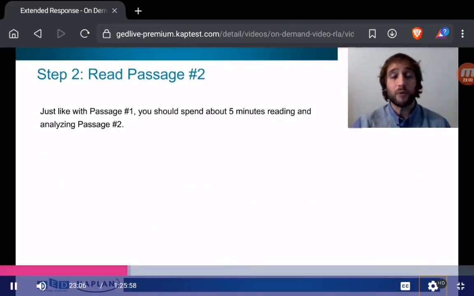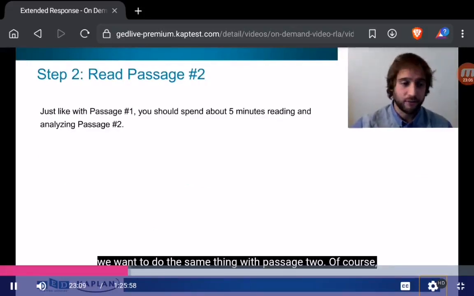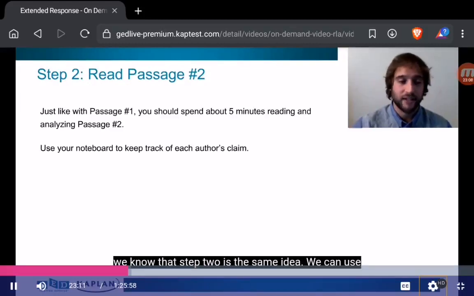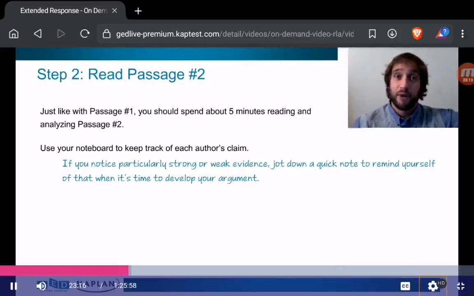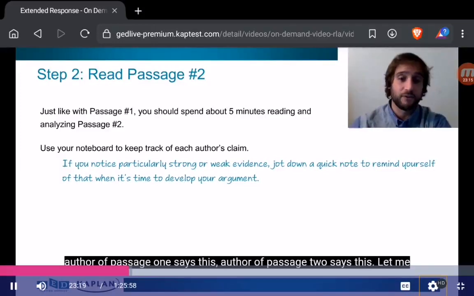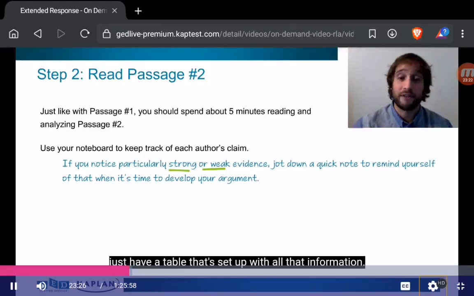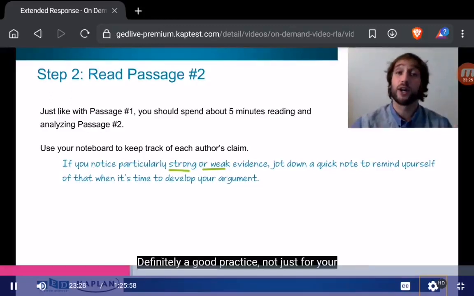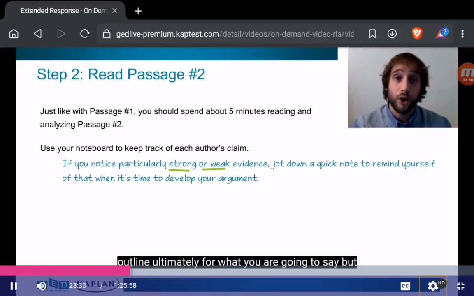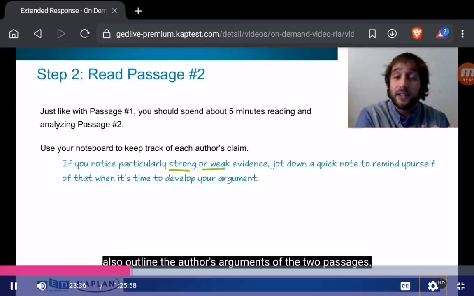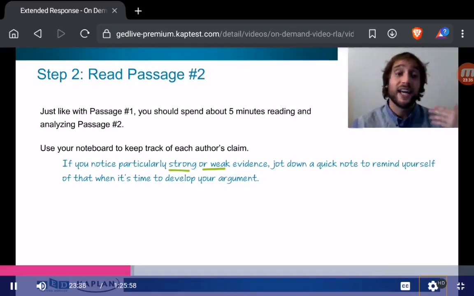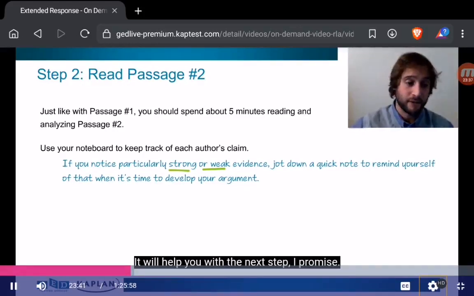Okay, we want to do the same thing with passage 2. Of course, we know that step 2 is the same idea. We can use our noteboard to outline, to say like, hey, author of passage 1 says this, author of passage 2 says this. Let me write down evidence that's strong and weak for both. Right? Let's just have a table that's set up with all that information. Definitely a good practice, not just for your outline ultimately for what you are going to say, but also to outline the author's arguments of the two passages. It will help you with the next step, I promise.